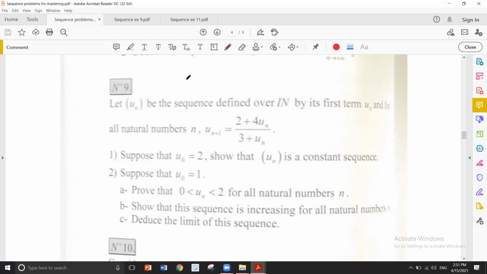Okay, let's start, exercise 9. Let U n be a sequence defined over n by its first term u0, and for all natural numbers u n plus 1 equals 2 plus 4 u n over 3 plus u n. Suppose that u0 equals 2. How to show U n is constant? How to prove U n is constant?